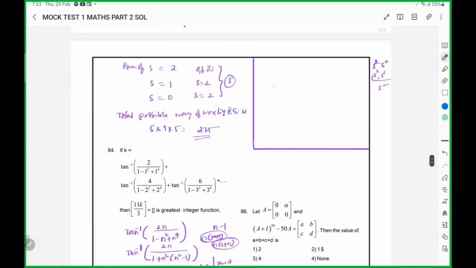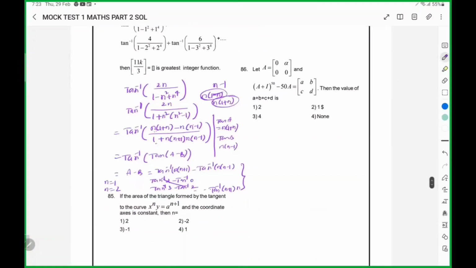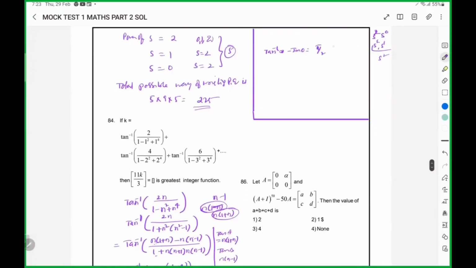That is tan inverse as the number of terms goes to infinity. We get pi by 2. So now that k value is pi by 2. So 11k by 3 box function, which is pi by 2. So 66k here is how much? Pi by 2. 33 by 6, 5 point something, and since it's an integral part function, you get the value as 5.